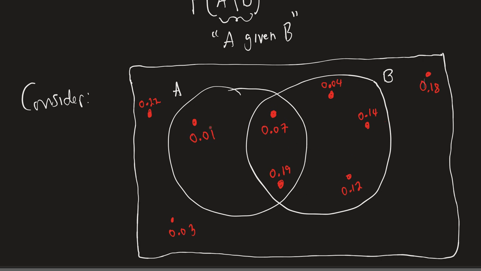So again, the red dots, let me just make my little key over here. These are just specific outcomes, or sometimes called simple events of our experiment, right?